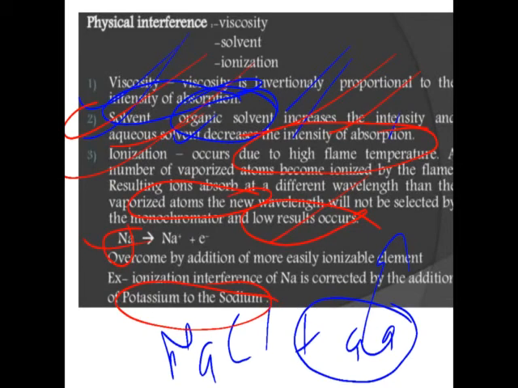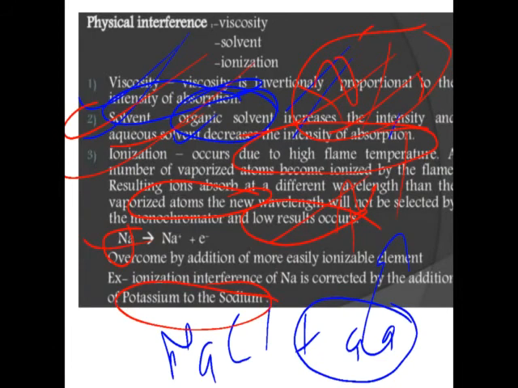And third one, ionization. If ionization occurs other than the vaporization, so what do we want for the result? The targeted element must be vaporized. So if it gets ionized instead of vaporized, what will happen? It will result into low results, because we want it vaporized. Instead of 100% vaporization, if 50% is vaporized and 50% is ionized, then we will get the result only from the 50% that is vaporized.